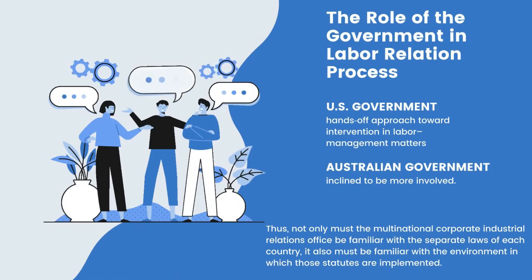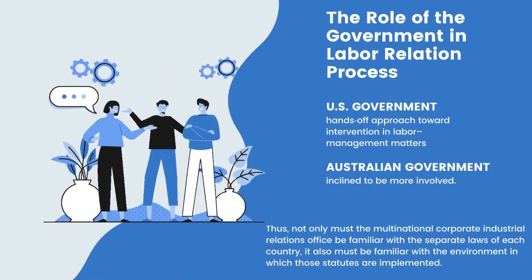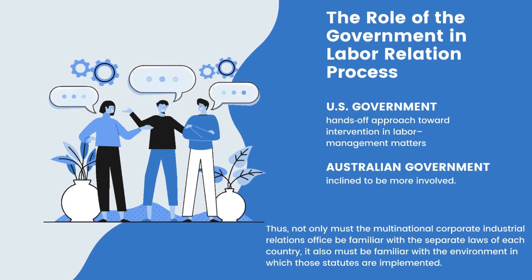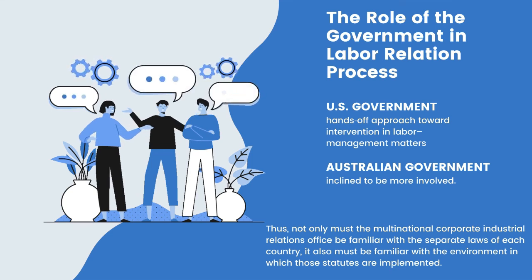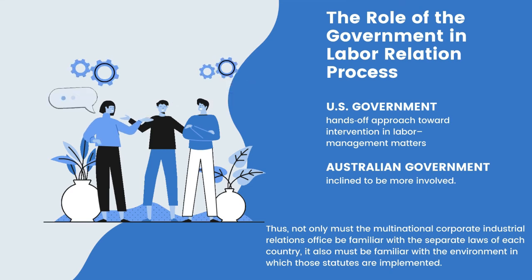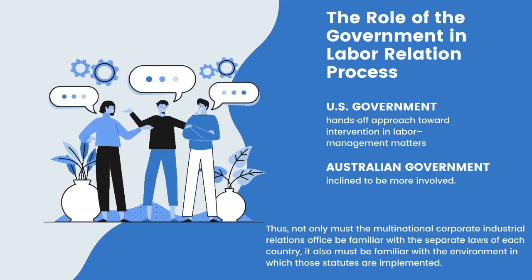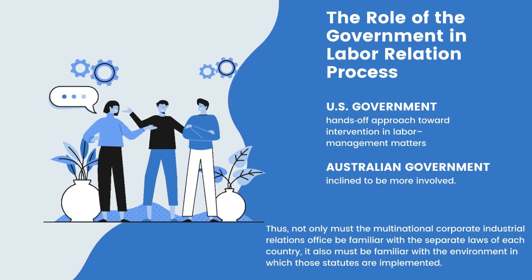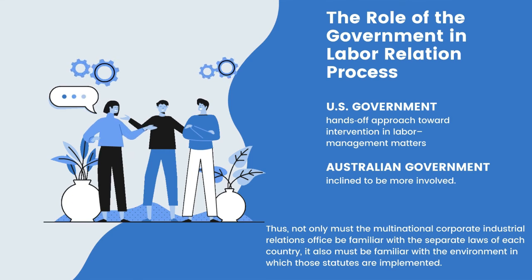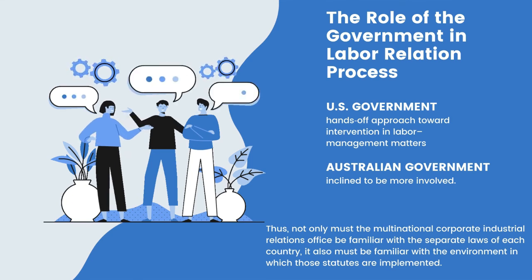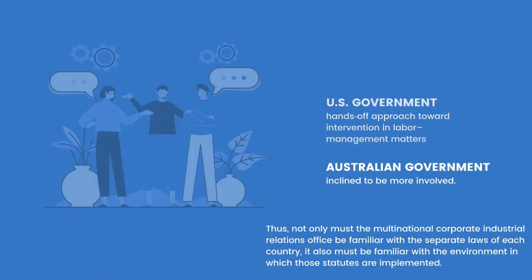Each government has its own view of its role in the labor relations process. The role is reflected in the types and nature of the regulations in force. The US government generally takes a hands-off approach toward intervention in labor-management matters. The Australian government, to which the labor movement has strong ties, is inclined to be more involved. Thus, the multinational corporate industrial relations office must not only be familiar with the separate laws of each country. It also must be familiar with the environment in which those statutes are implemented.